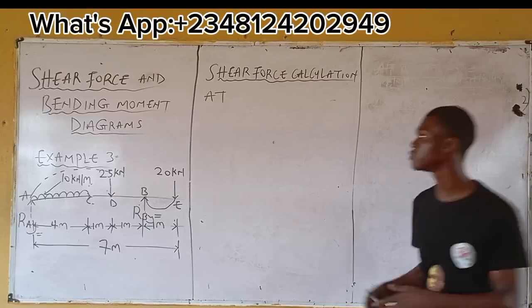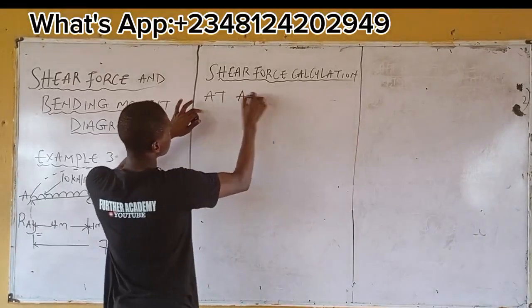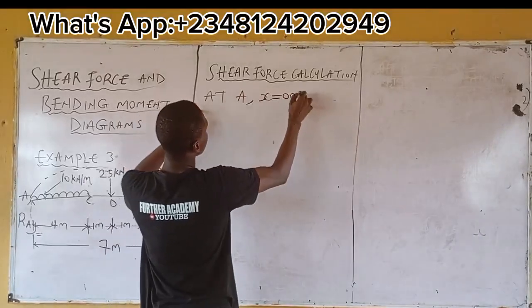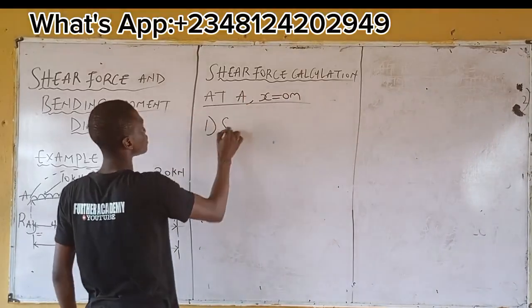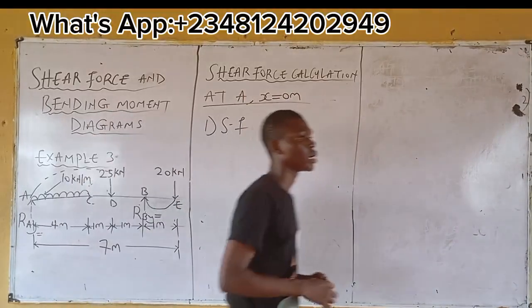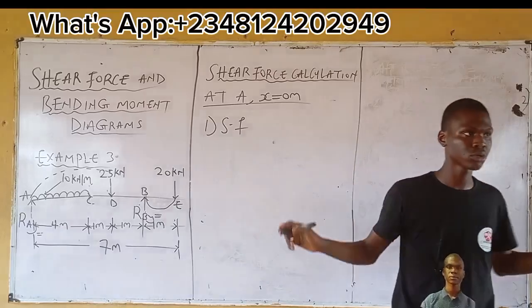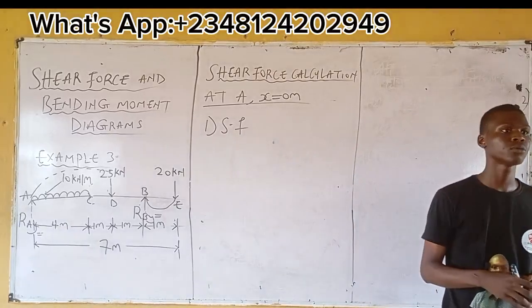Now, at A, what's the value of X? 0 meter. How do you get the first value of shear force? Please, let's do this together. You guys will be the one telling me what to do. So how do you get the first value?